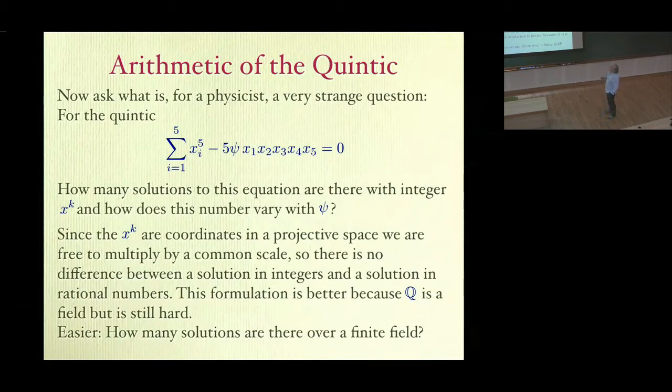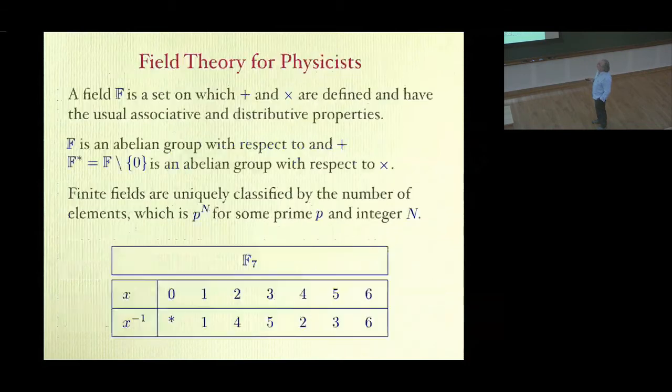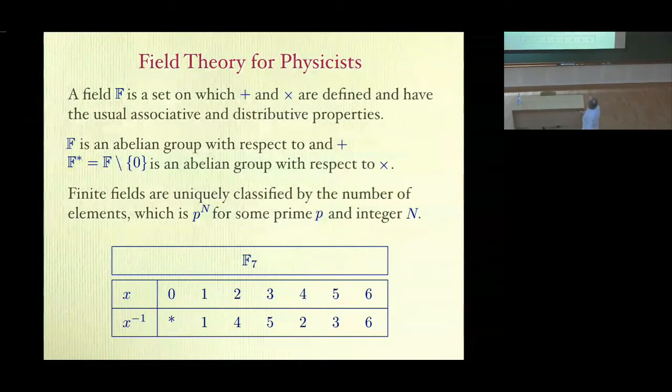The strange thing is that the number of solutions is calculable, and the answer is related to the period. I guess I won't explain what a finite field is. Should I explain what a finite field is? Okay, if you're a dyed-in-the-wool physicist, then this is field theory for physicists, right?